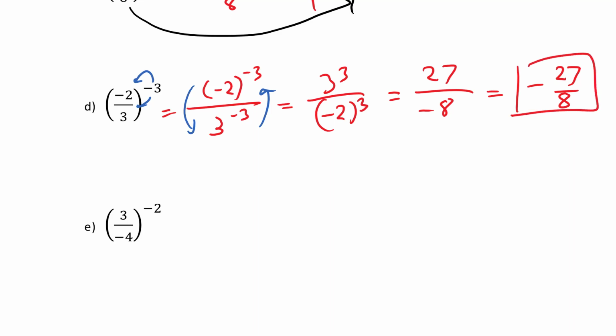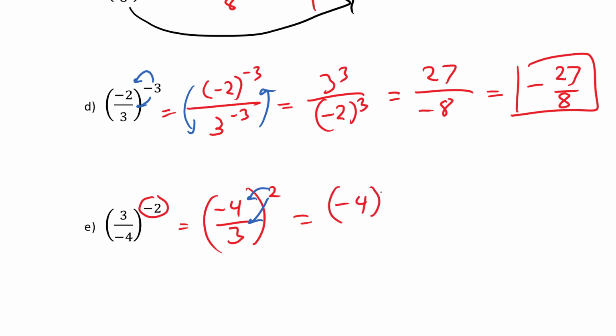Last one here, let's use that little trick where if we have the whole thing is negative, I can flip it and change that to a positive value. Now I can distribute both here and here. Notice the minus sign is in brackets with the 4. Minus 4 times minus 4 is positive 16 over 9. We can convert that to a mixed number, 1 and 7 over 9.